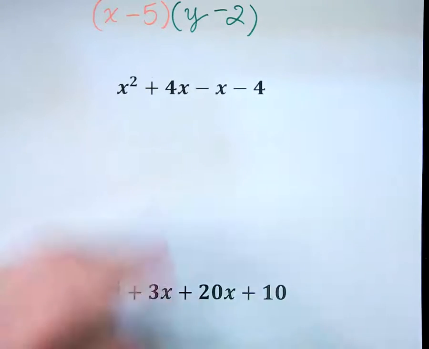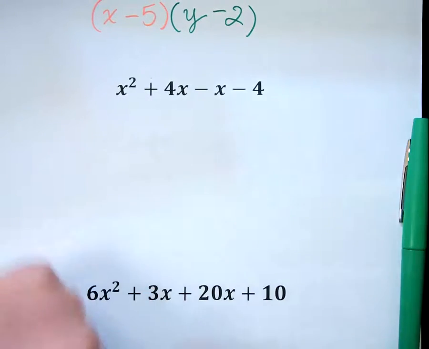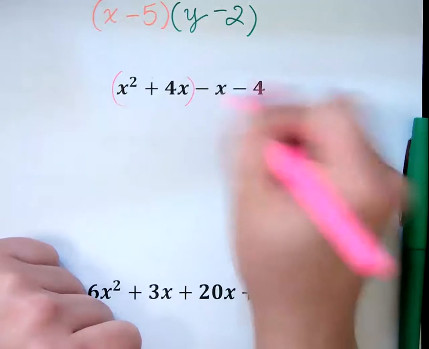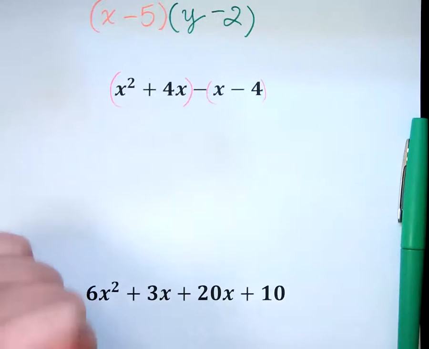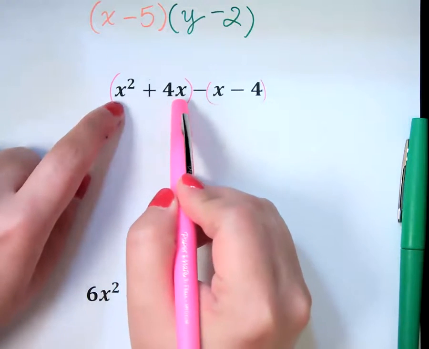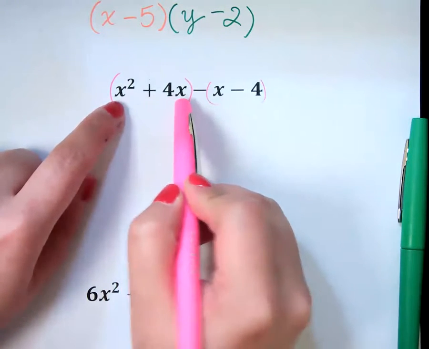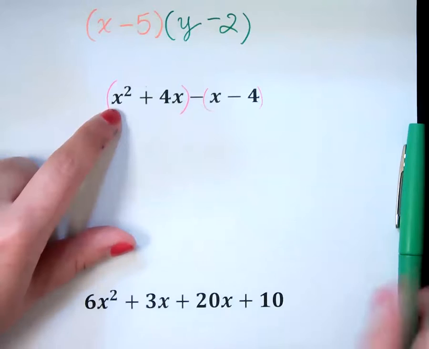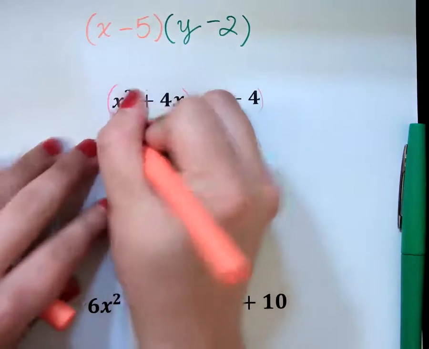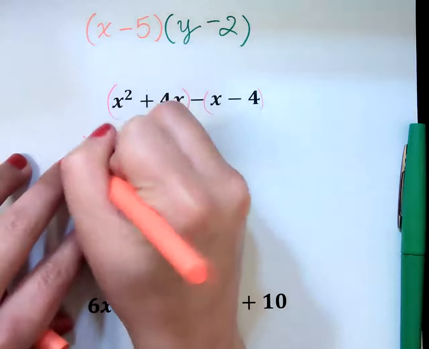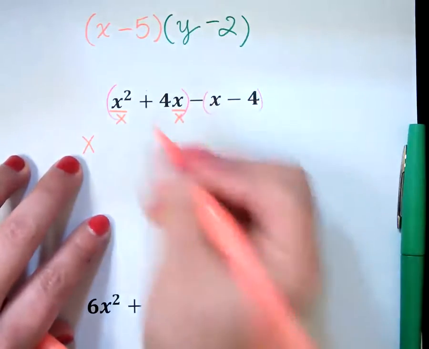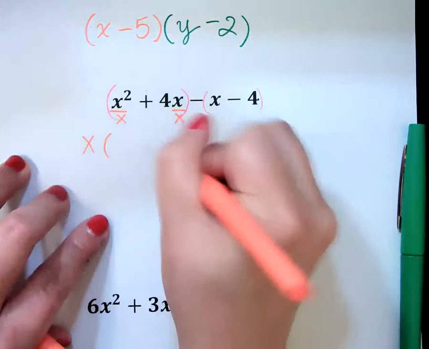We are going to start with grouping the first two terms together like this, the first pair, and this will be the second pair. For the first pair, x squared plus 4x, they both have x in common. That means we can factor out the x that they share. You can factor out the x here, or you can divide both of them by x. It's easier to count up whatever is left over.